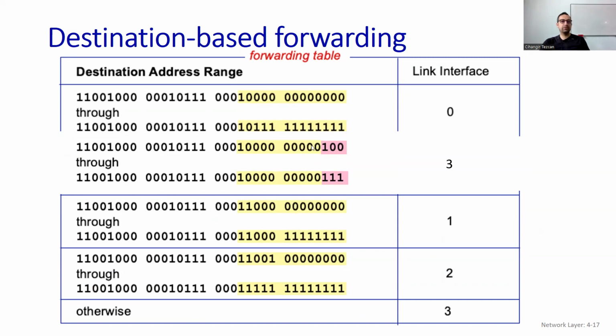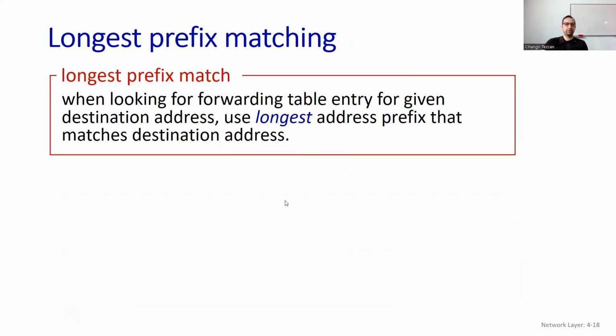The good thing is that when you keep this data in tables, you only need to store the first part, right? So instead of writing every destination IP address and a port, you are determining a range, which makes the forwarding table smaller. The size becomes smaller. This is the idea. This is what I'm trying to say with longest prefix match. When looking for a forwarding table entry for a given destination address, use the longest address prefix that matches the destination address.